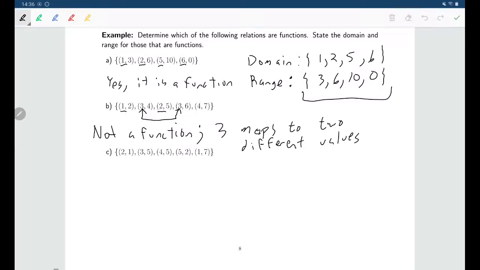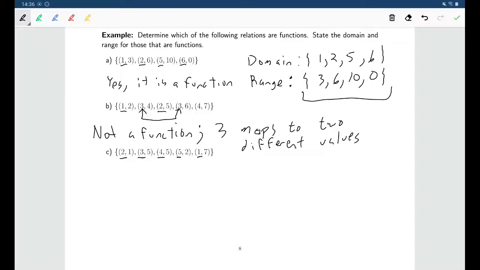Finally, for the last one here, if we're looking at our points, you can see that there's an input value of 1 that gets used once, and 2 gets used once as input, so does 3, so does 4, so does 5. Every x coordinate shows up exactly once, so yes, this is a function.